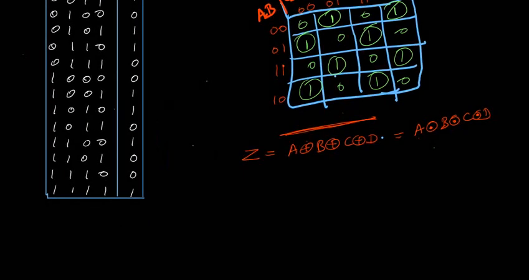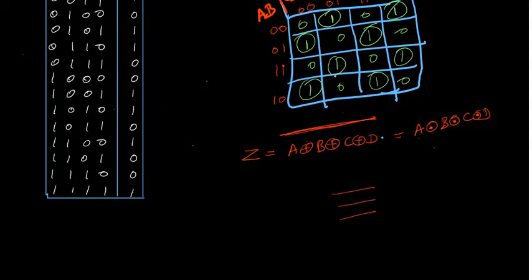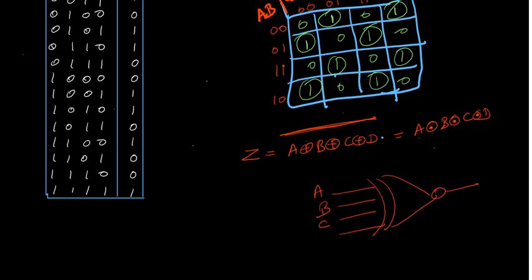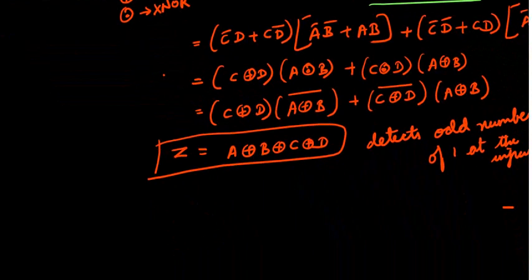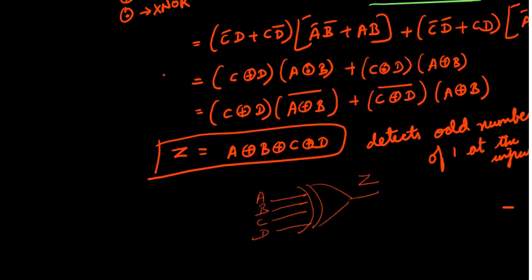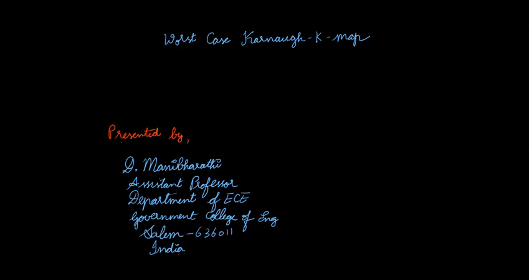Okay, so this is the connection, A, B, C, D. This is your Z. Okay, so this is regarding the worst case K-map. For the previous one, the circuit would be very simple. It is just a XOR of A, B, C, D. Clear? Okay, right?